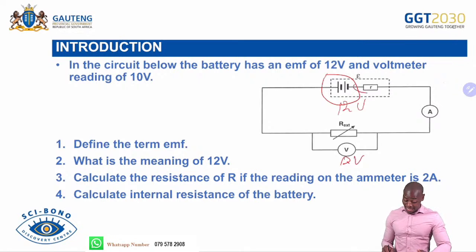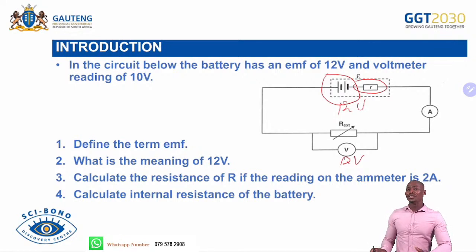This small letter r, learners, shows that there is internal resistance. This cell or battery has internal resistance. So this is how we show it in an electric circuit, okay? The EMF of this battery is 12 volts, and this battery has an internal resistance. By now, you know what internal resistance is. That is the opposition to the flow of current in a cell or in a battery.